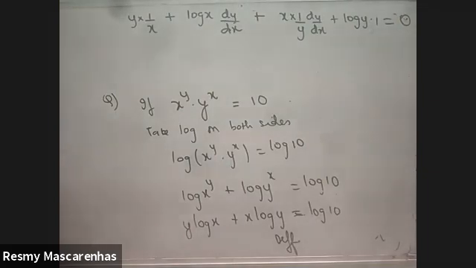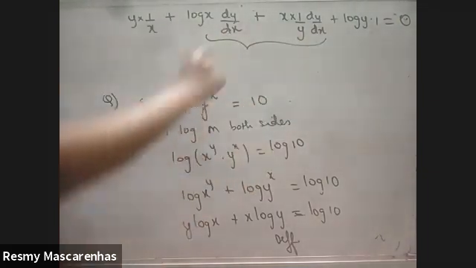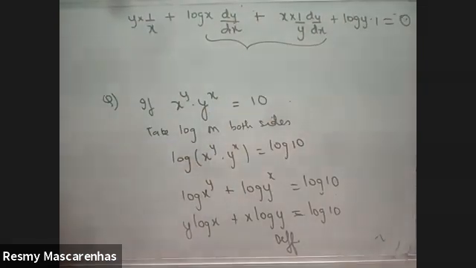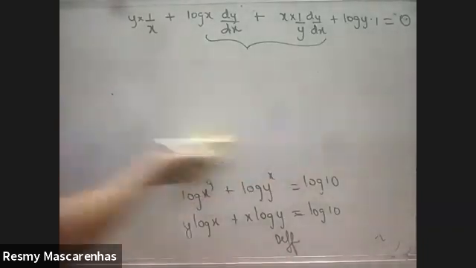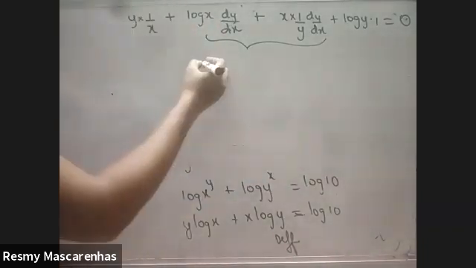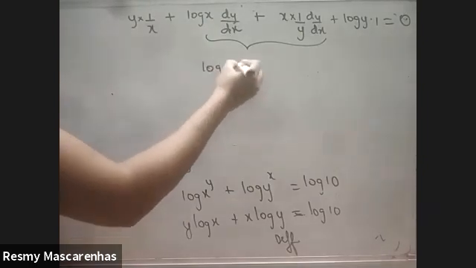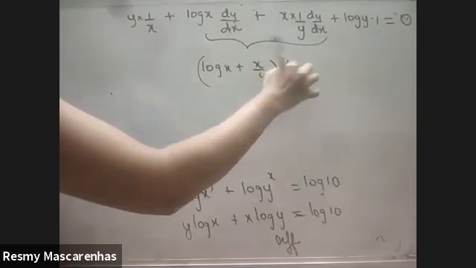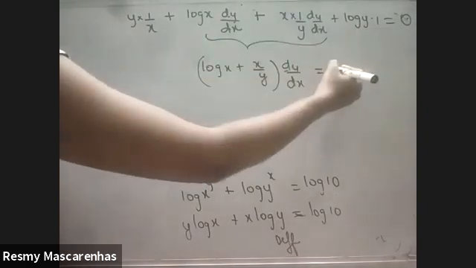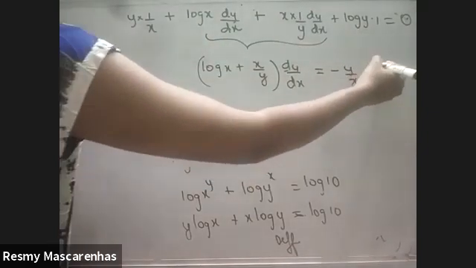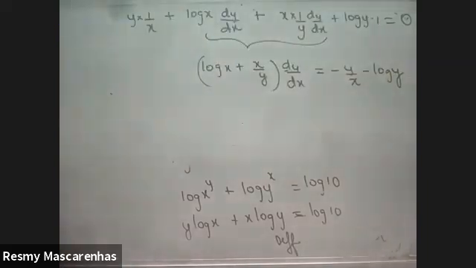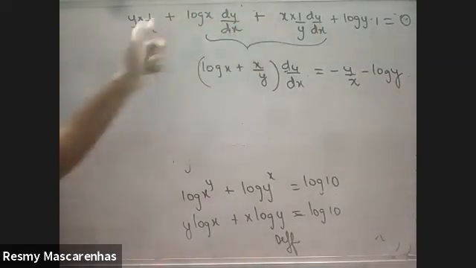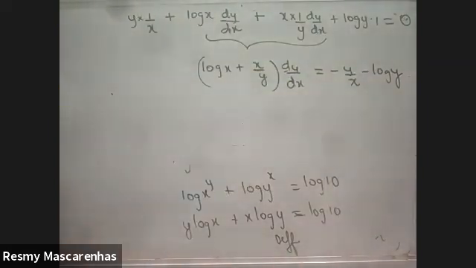Same way, keep dy by dx terms together and take out dy by dx common. Remaining terms you take on the other side. So I will skip a step and straight away take out dy by dx common. So minus y by x minus log y. These two terms kept here, this and this one, took it on the other side.